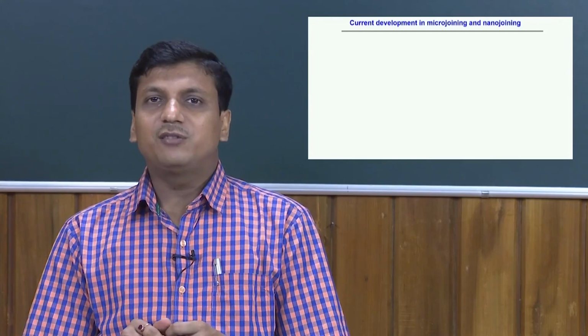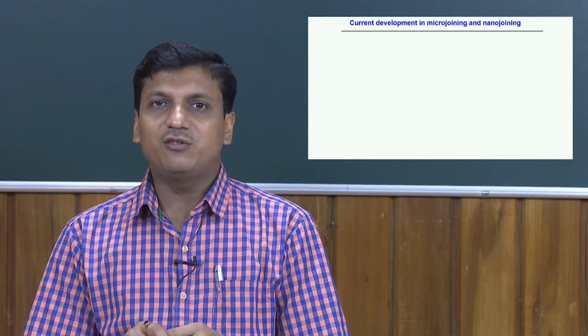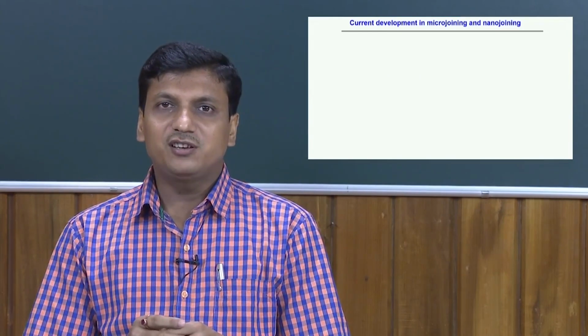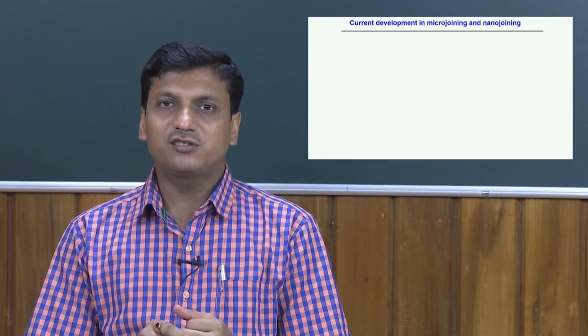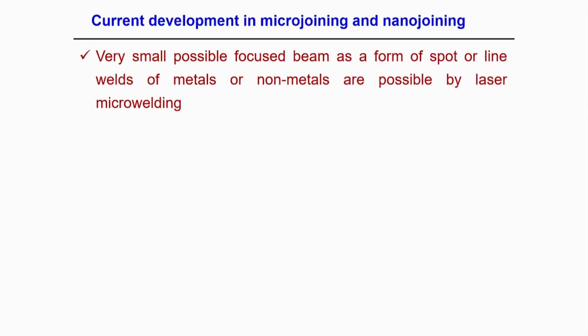If you look back at the different nano welding and micro welding technologies, and see the overall analysis of all these processes developed so far, the first thing is that a very small focused beam, in the form of a very small spot or almost like a line, on metals or non-metals is possible using the laser process. That is why in most cases laser micro welding and nano welding technologies have been developed as compared to the other heat sources.